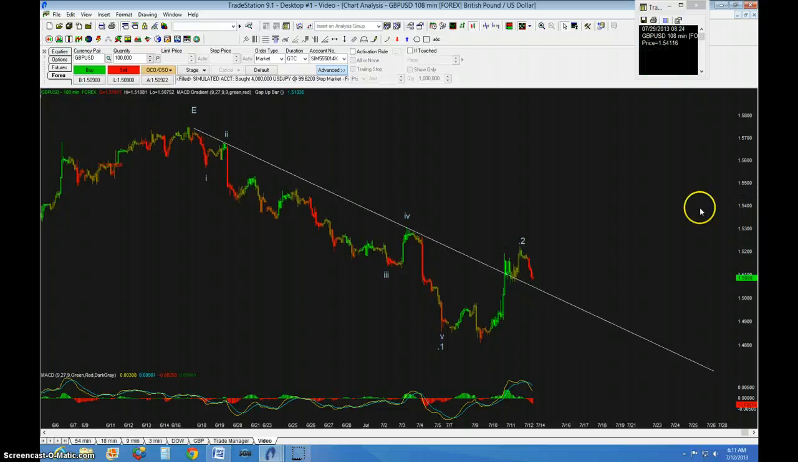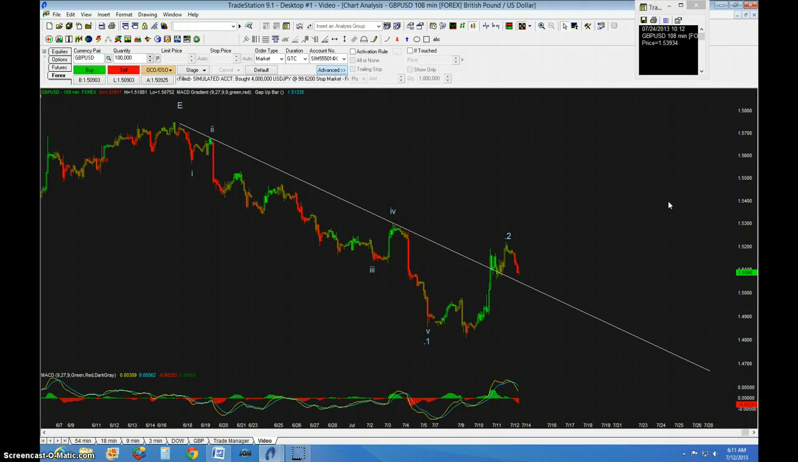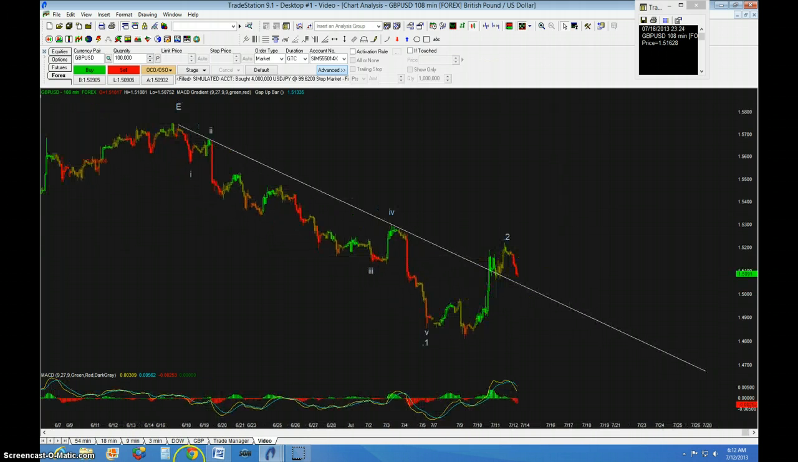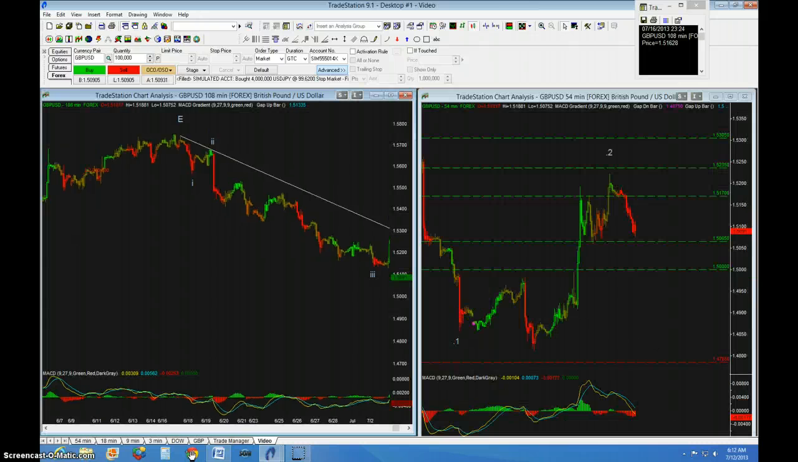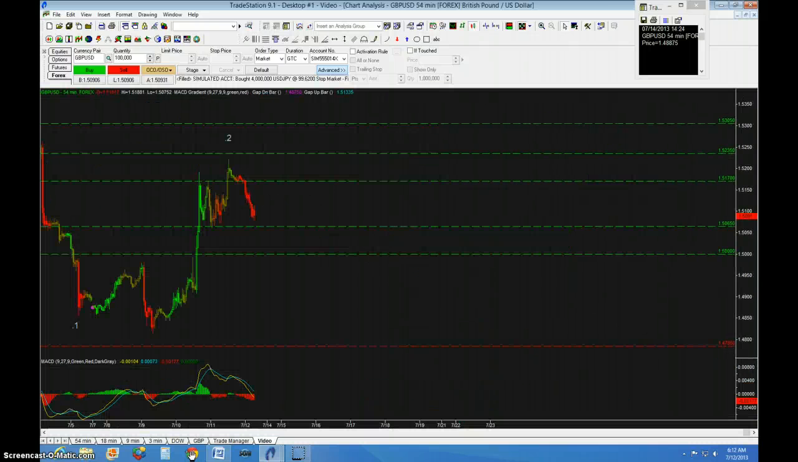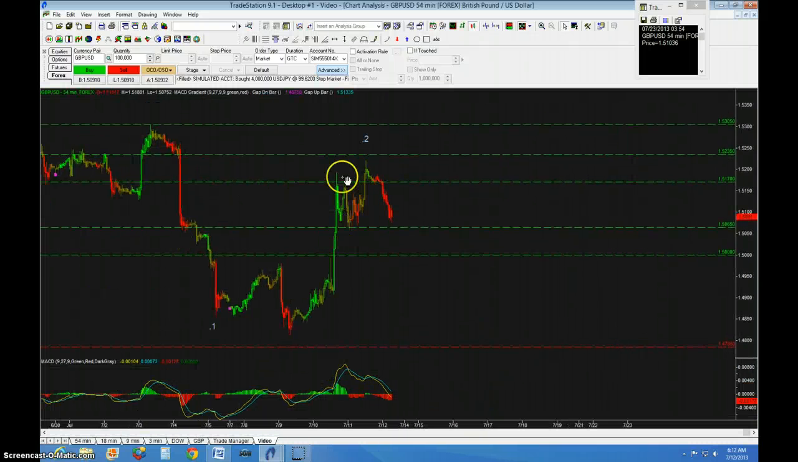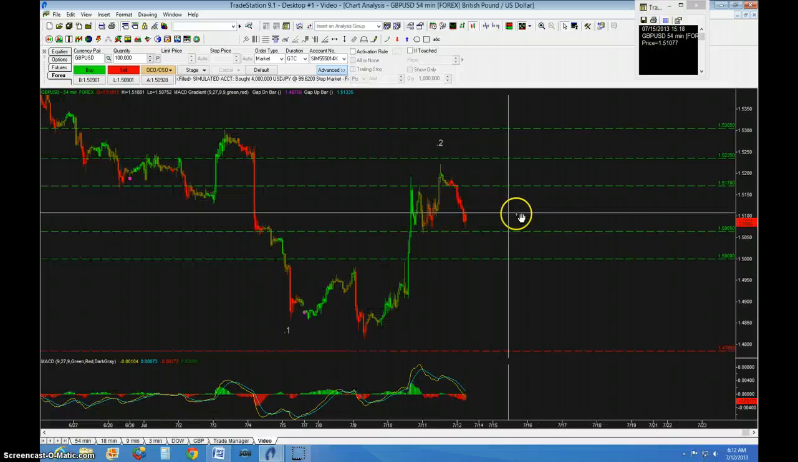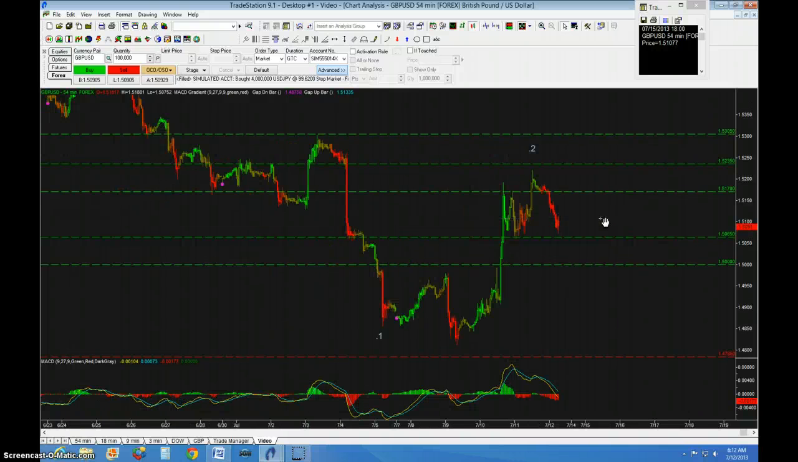Alright, so since the last video, one of the last things I said was, let me zoom in on a smaller time frame, that it seemed to be making a correction here and that it would push up one more time, ending a fifth wave. And based on what it's done since then, that looks to be correct.